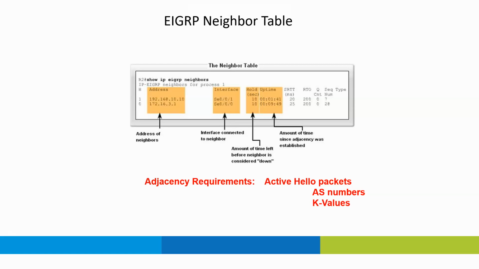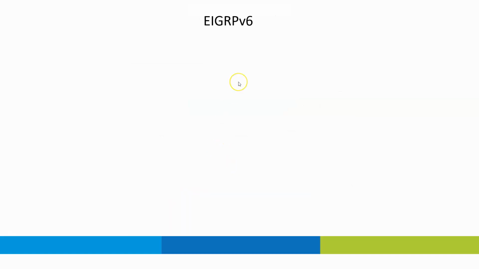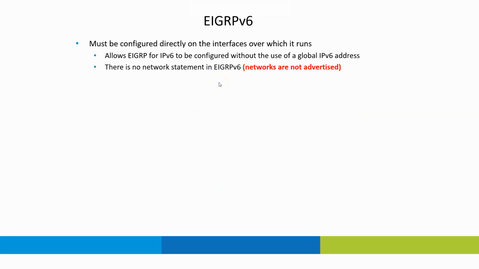K values don't match, and then it could be the answer, or in some of the cases in the labs, you'd have to go and do a configuration change to these things. EIGRP for IPv6 allows IPv6 to be configured using the global IPv6 address. No network statement, so the networks aren't going to be advertised. You activate it on the interface, and it shares the information with the adjacencies on those interfaces.